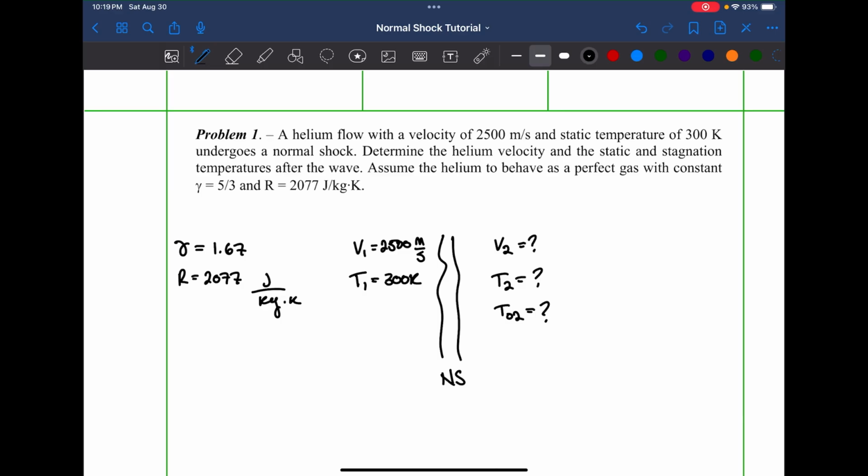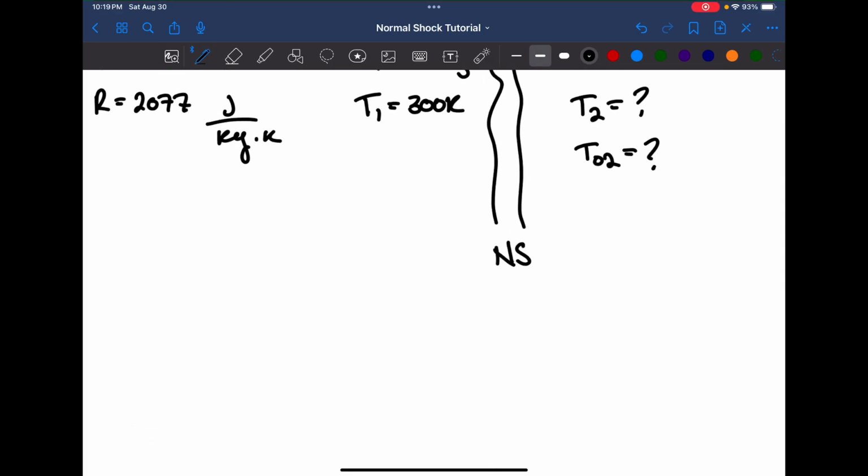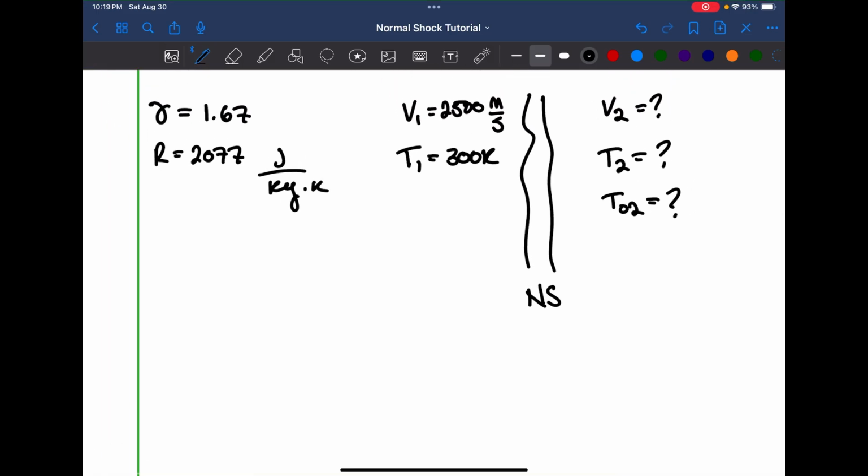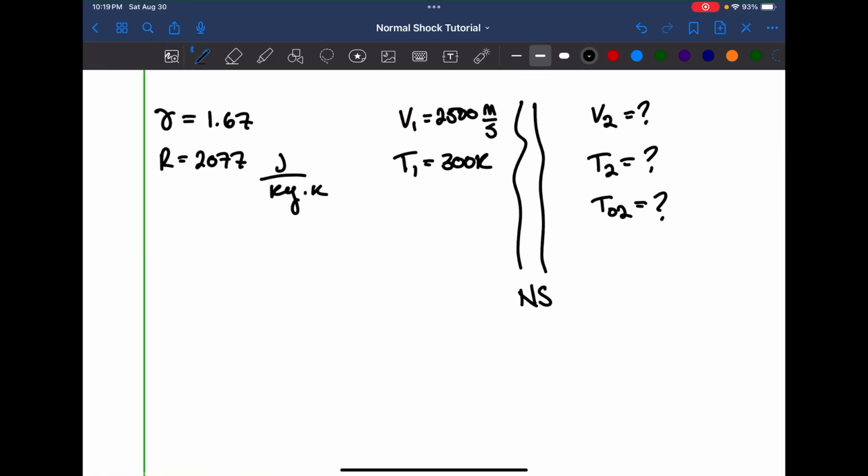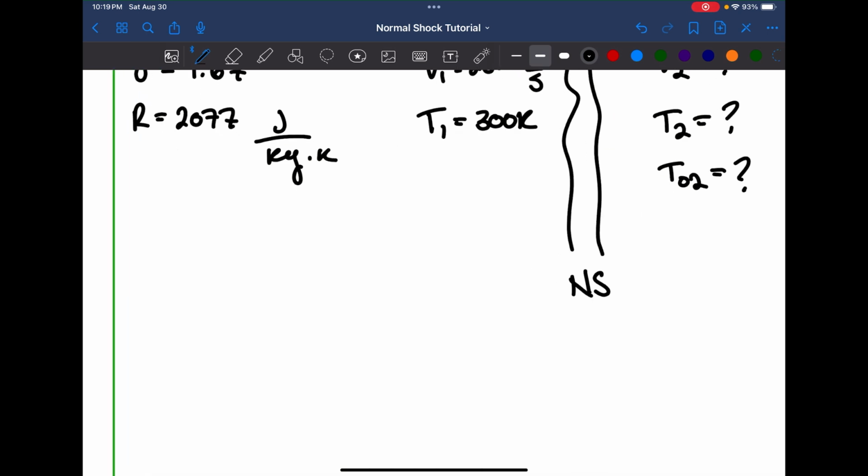All right, so let's go ahead and get started. Let's find the Mach number, right? We've got a gas constant, we've got a gamma, and we've got a static temperature on the left side of that shock. So we can get the speed of sound there, using a equals the square root of gamma R T.